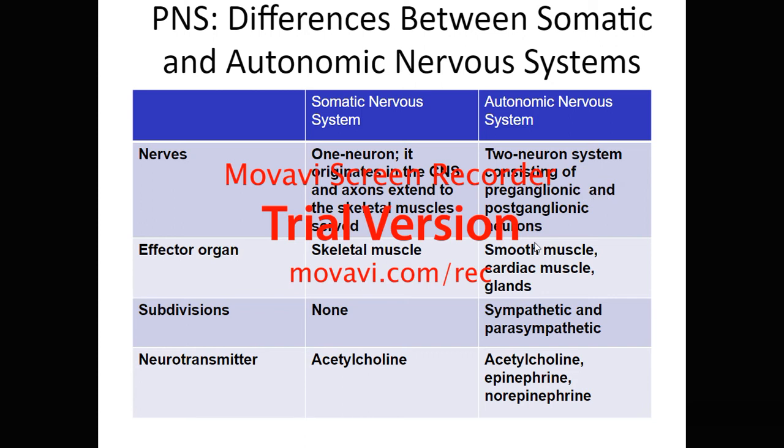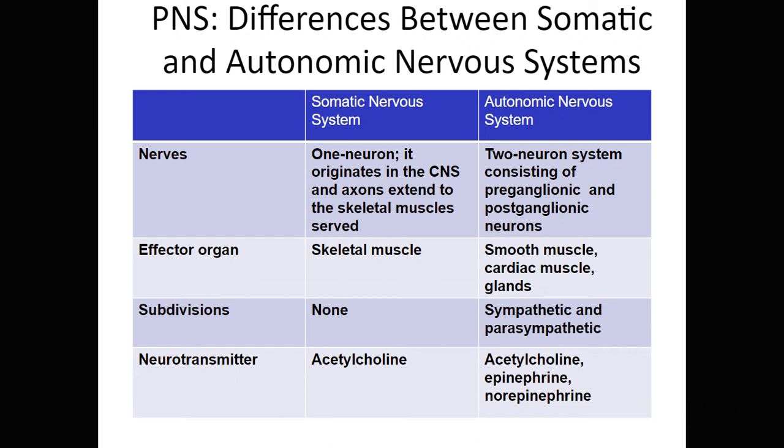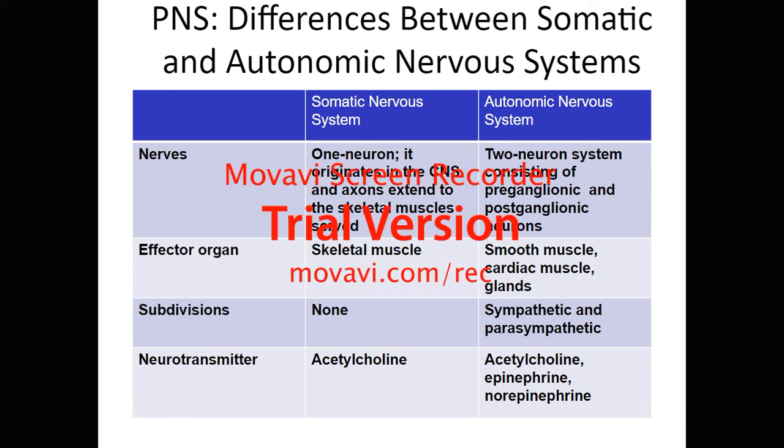The effector organs are going to be smooth muscle, cardiac muscle, and glands, and the subdivisions are sympathetic and parasympathetic. Then you have more variety as far as the neurotransmitter: acetylcholine, epinephrine, and norepinephrine, okay?